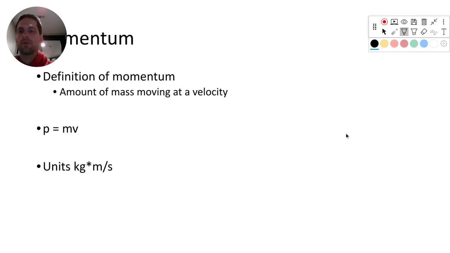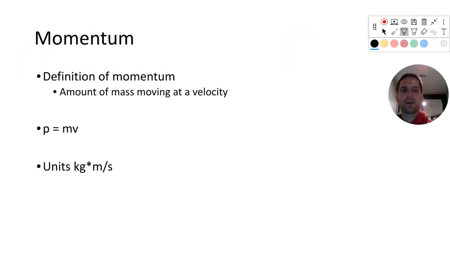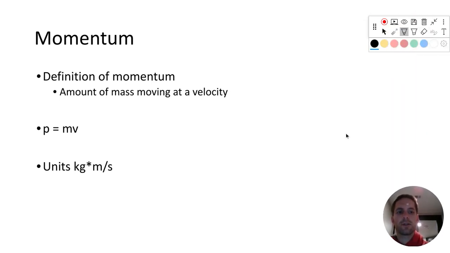Alright, so momentum is the amount of mass moving at some velocity, p equals mv. This can also be written as m times the definition for velocity, which is displacement in some time frame. And it has the units of kilograms times meters over second.